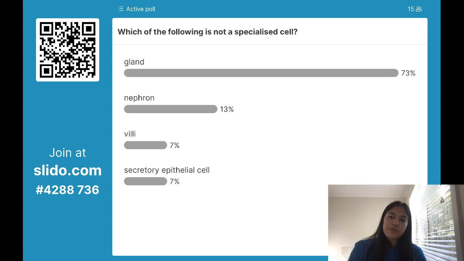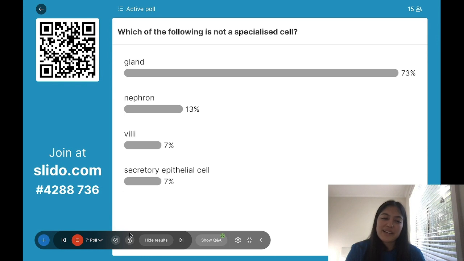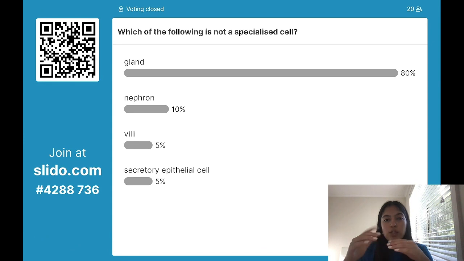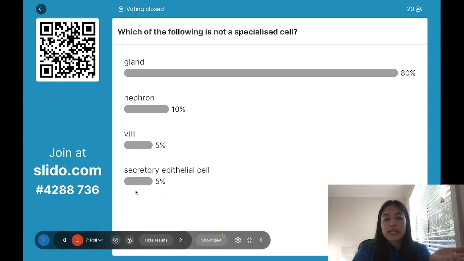Okay, looking here again. Sorry to cut some of the answers off, but just in the sake of time. So yeah, gland is not a specialized cell. So our gland will be the organ. And within those glands, we'll have our cells, our secretory epithelial cells, which will secrete those hormones. So nephrons are the specialized cells within the kidneys, so the excretory system, and villi are the specialized cells within the small intestine. So thinking of digestive system there.